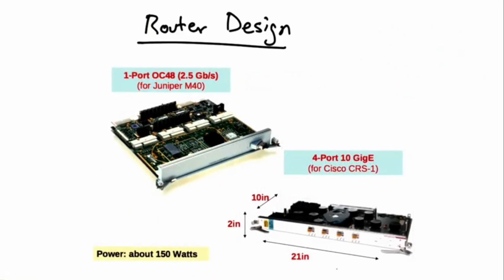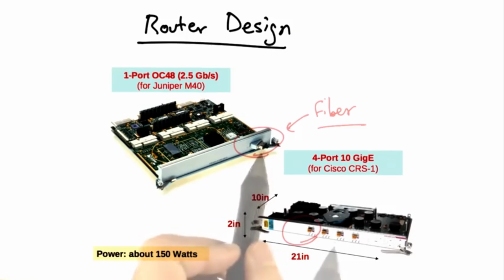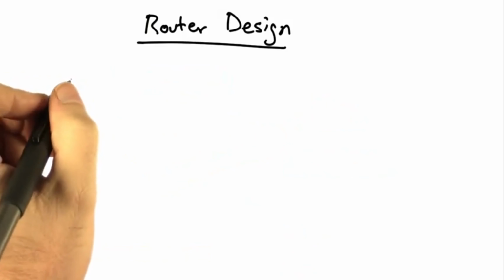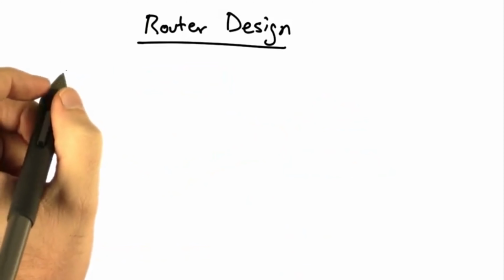Here's a picture of a couple of line cards that go into these chassis. These kind of look like network interface cards, except the ports are special. Instead of terminating Ethernet, these ports terminate high-capacity fiber links. As you can see, these cards are actually a whole lot bigger than your typical network interface card as well. And as a result, these chassis are often anywhere from 3 to 6 feet tall and can fill up an entire rack.